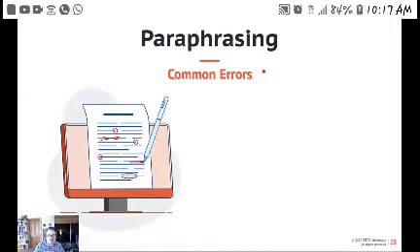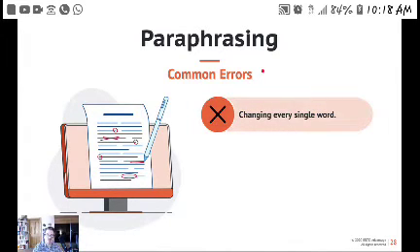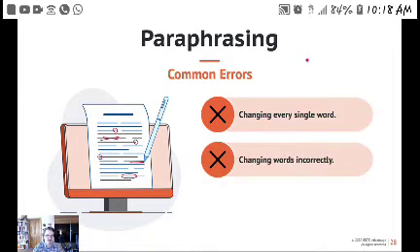So let's have a look at some common errors when it comes to paraphrasing. Again, showing you what not to do is as important as showing you what to do. Changing every single word. You don't need to change every single word. A lot of students will look at a question statement and then look at the first word, try and change that one. Then the second word, try and change that one. And the third word, try and change that one. That is extremely difficult, and it doesn't lead to very good paraphrasing.